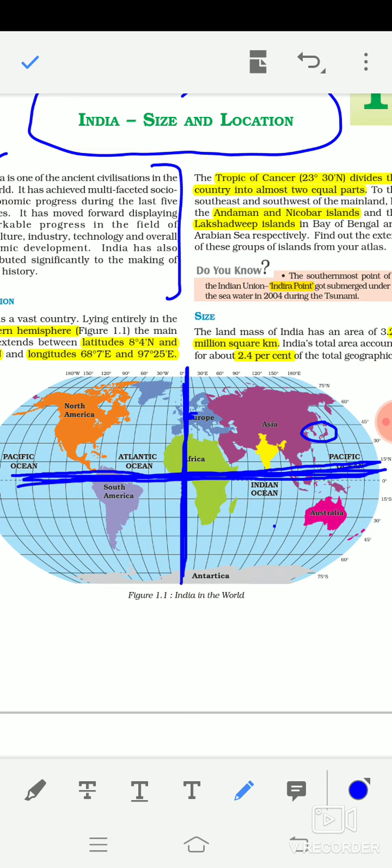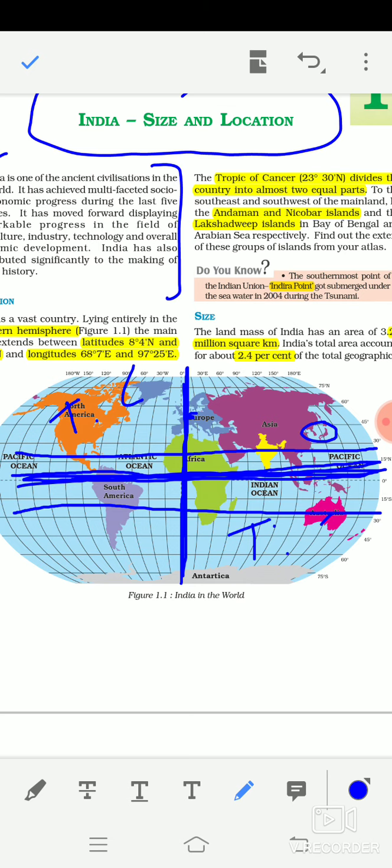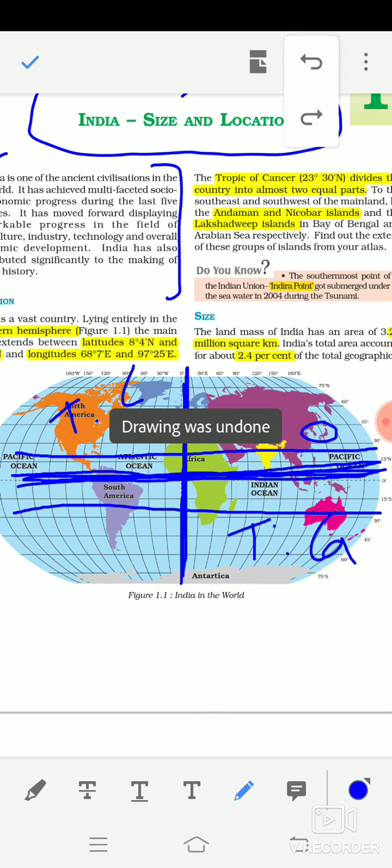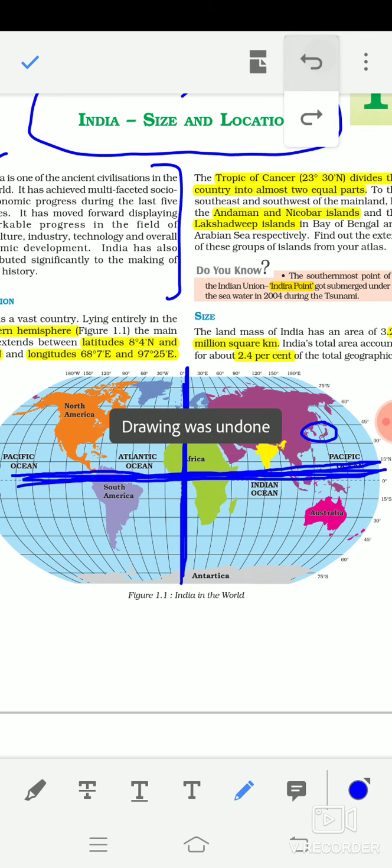Now 23.5 degree north, almost this line, is known as the Tropic of Cancer. Then in the same way the 23.5 degree south line is known as the Tropic of Capricorn. This much you know. Clear? This is only a revision of the old classes. Nothing new we are going to do.